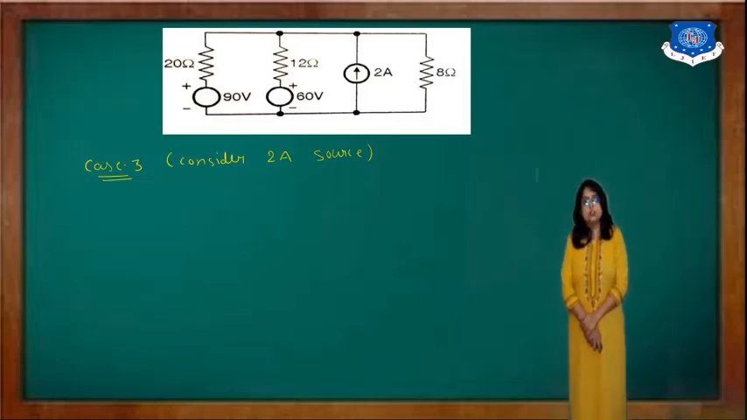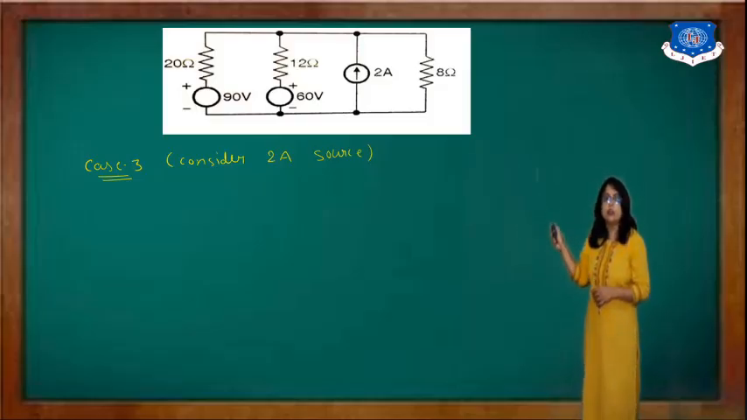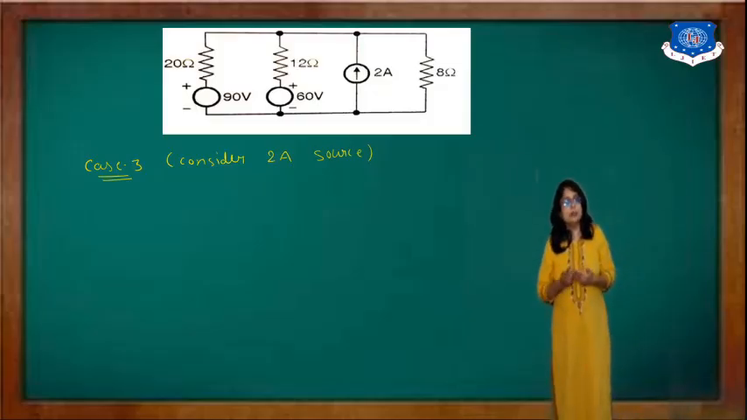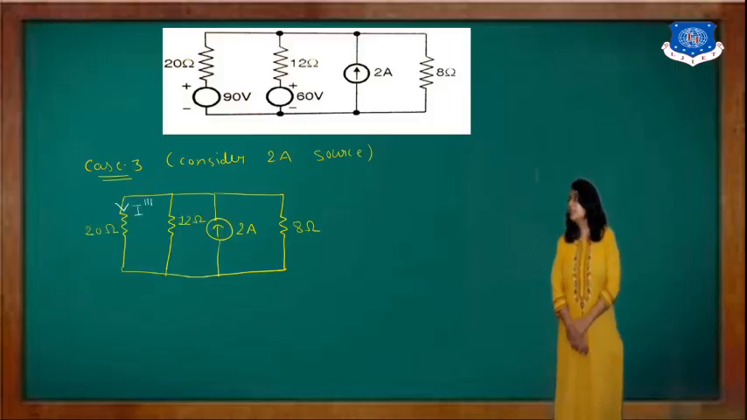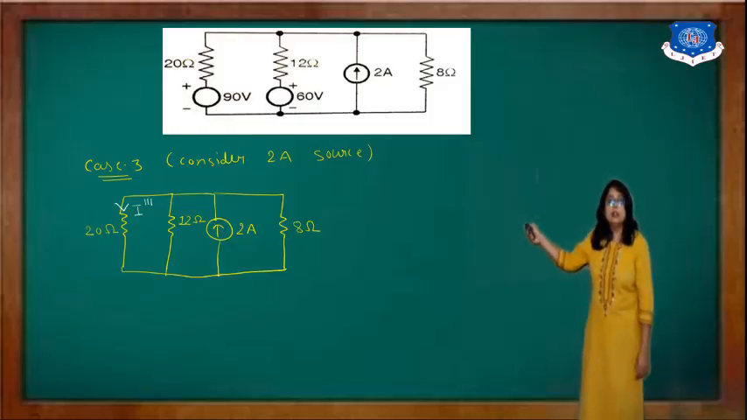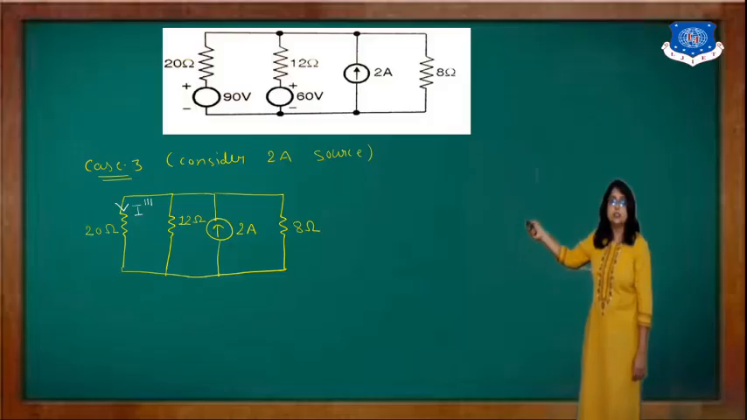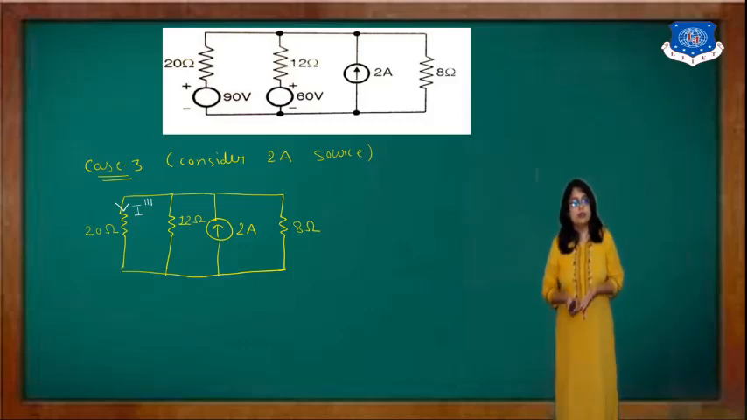Consider the 2 ampere source. So here we are going to replace the 90 and 60 volt sources by their internal resistance. Internal resistance means we will replace them with a short circuit. So this is the diagram. Now the current that passes through this 20 ohm resistor, I am going to consider as I triple dash.